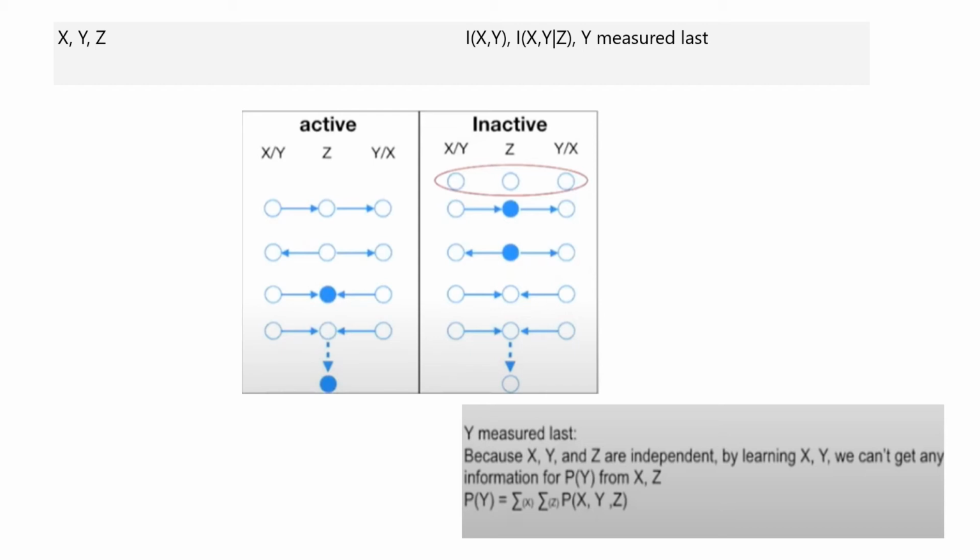The next step is y measured last. So we measure y. Since everything is independent of each other, the probability of y is just the sum of all the three variables.